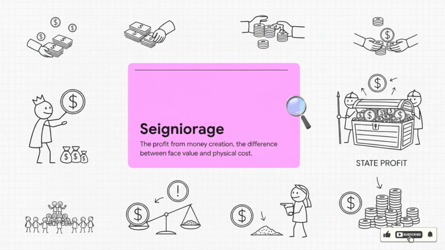Which introduces a truly fascinating concept called seigniorage. Seigniorage is basically the profit made by whoever actually creates the money. It's the exact difference between the face value of a coin and the actual physical cost of the metal inside it. Centralized coinage allowed ancient empires to capture this seigniorage, meaning money creation instantly became a massively powerful new tool for state finance and political control.